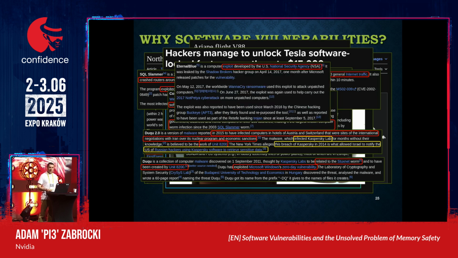EternalBlue is an exploit developed by the NSA, and the NSA at some point was hacked by the Shadow Brokers in 2017, and they leaked some of their tools.